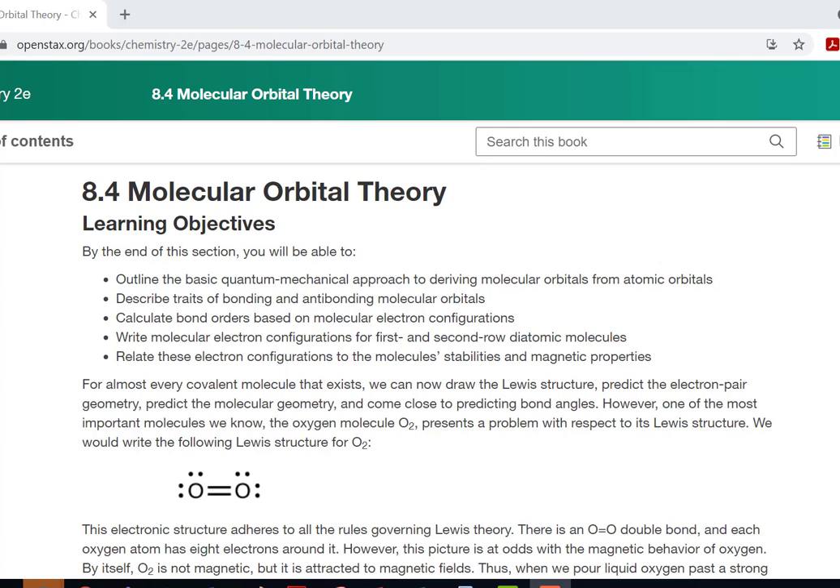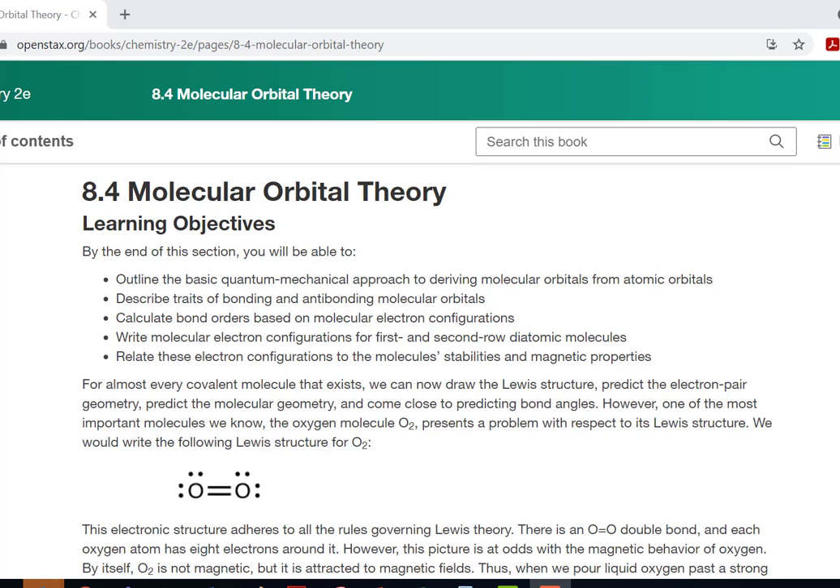Hello everyone. I want to discuss section 8.4, molecular orbital theory. We will be doing a brief survey of this section. We won't get into all of the details here, but we want to understand that this is an additional model for understanding the way molecules bond. So we'll touch on some highlights here.